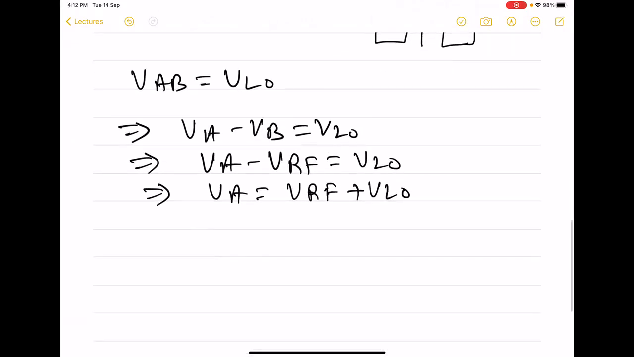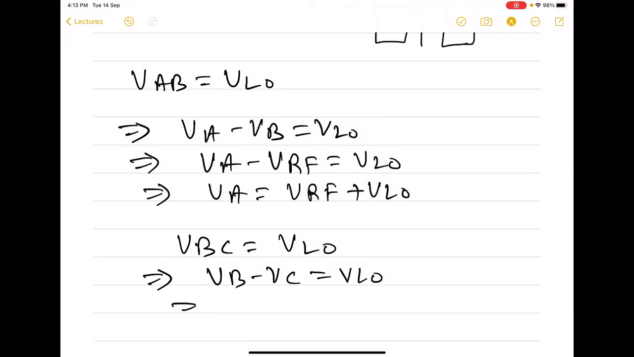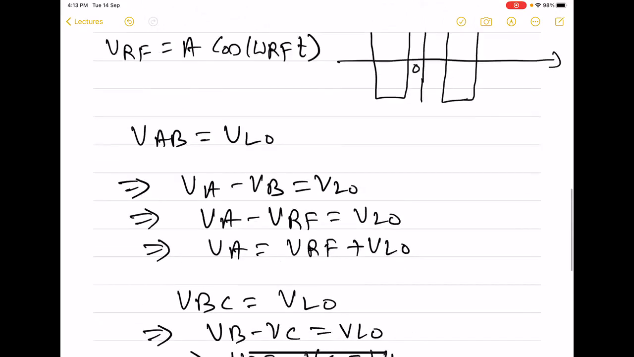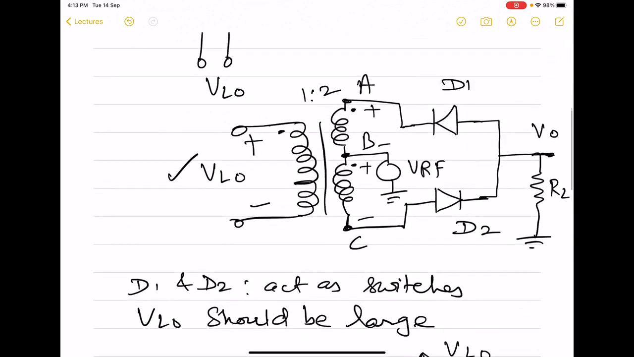This is going to be the polarity of the two halves of the secondary. Similarly for BC, we can see that VBC is going to be VLO, and VB minus VC is equal to VLO, and VB is VRF, so VC is going to be VRF minus VLO. Using this, we can find out the voltage at nodes A and C whenever required.